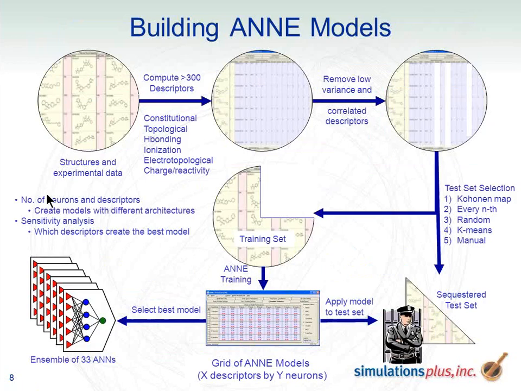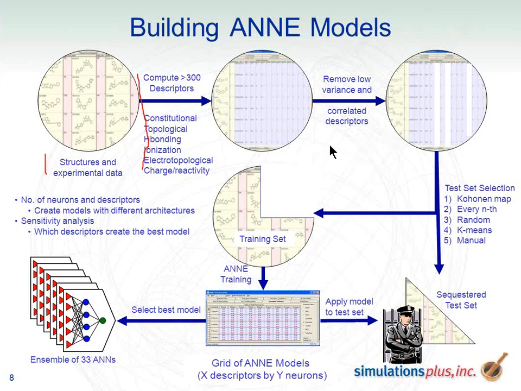This next slide is an overview of our model building procedure. So we start with structures and experimental data. We take a lot of pains to make sure that the structures are correct and the experimental data results are pertinent to the model. So we start out, we would have structures as rows, and then the biological activity or the property value we're trying to predict associated with the structures. The next thing we do is compute more than 300 descriptors. And now you can kind of imagine this as a table where the rows are the molecules and then the columns are the various descriptors.